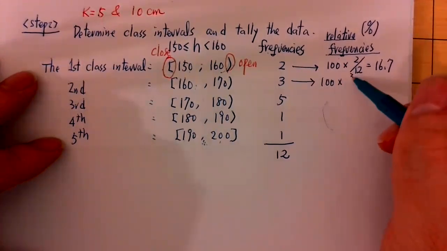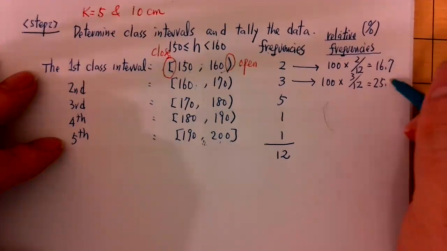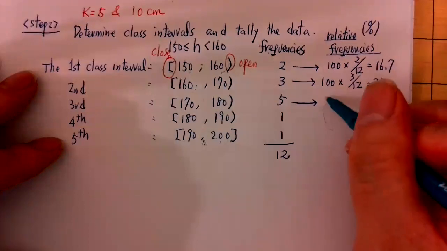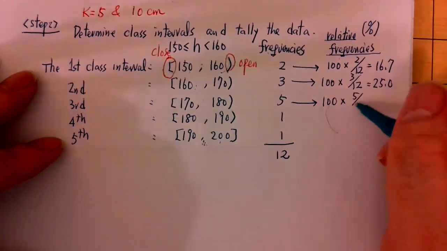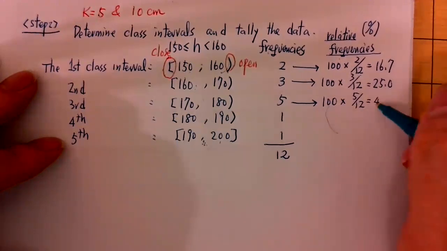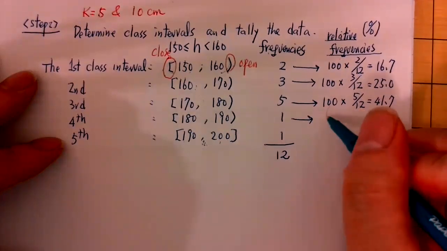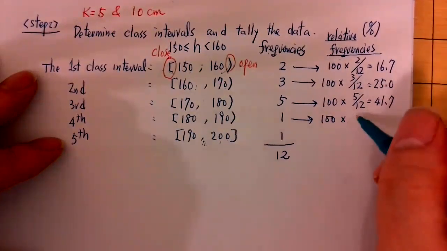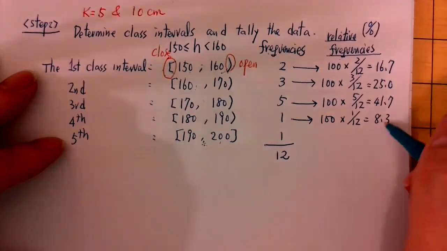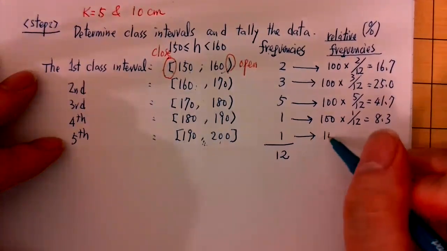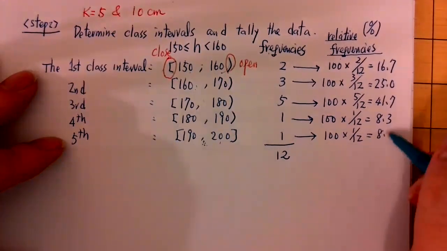How about 3? 100% times 3 over 12. 25.0%. How about 5? 100% times 5 over 12. That's 41.7%. And 1 convert to percentage. 1 divided by 12 times 100%. That's 8.3%. Same for the last one, 8.3%.